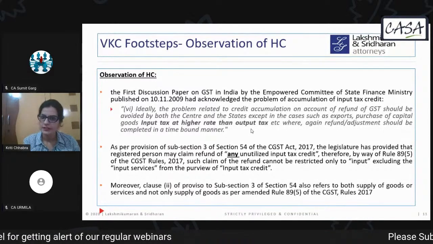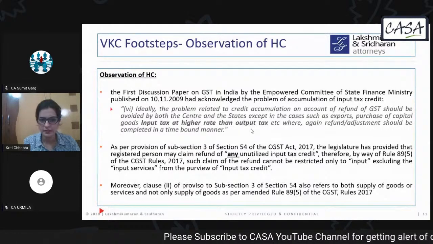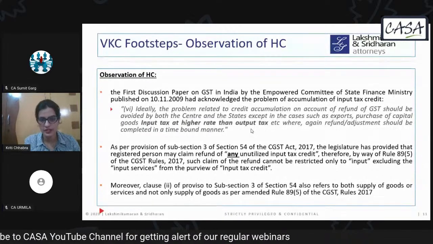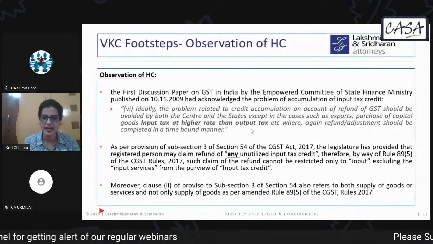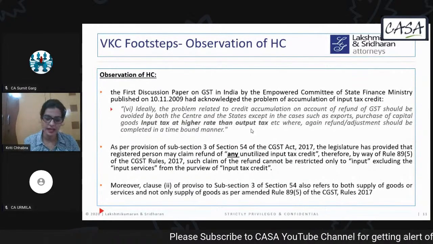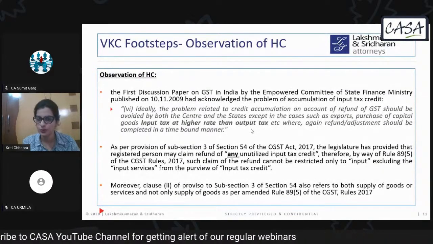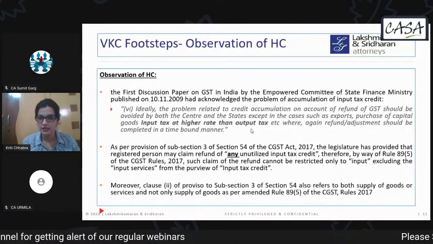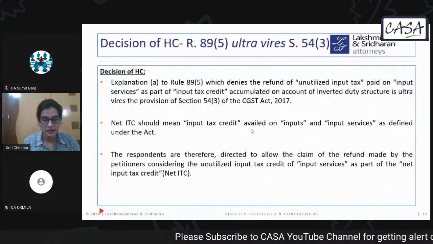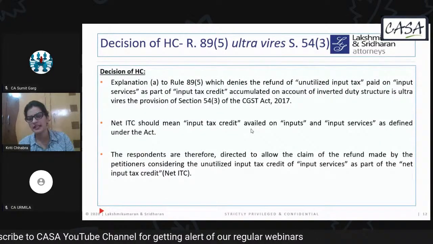They also saw that section 54(3) talks about any unutilized ITC, which does not curtail the benefit to only inputs or only input services. It is only the proviso which says the tax on inputs being higher than tax on output. Further, they observed that outward supply again covers goods as well as services. So they say that this does not seem to be the intention of the law to curtail this benefit only to inputs.